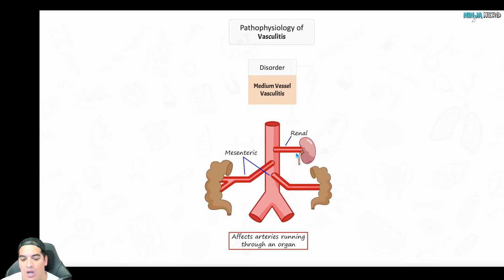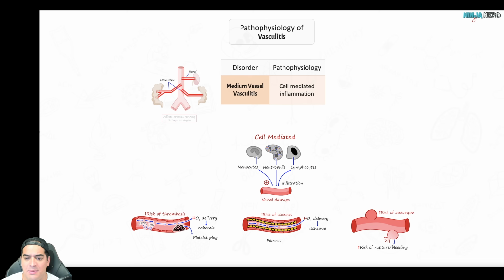Now, when we talk about these, the mechanism is exactly the same as what we talked about for large vessel vasculitis. There's some type of cell-mediated process. This could be due to a virus or an exposure of some sort that causes our immune system to go haywire and attack those proteins on the vessel that may resemble an exposure that we had at some point.